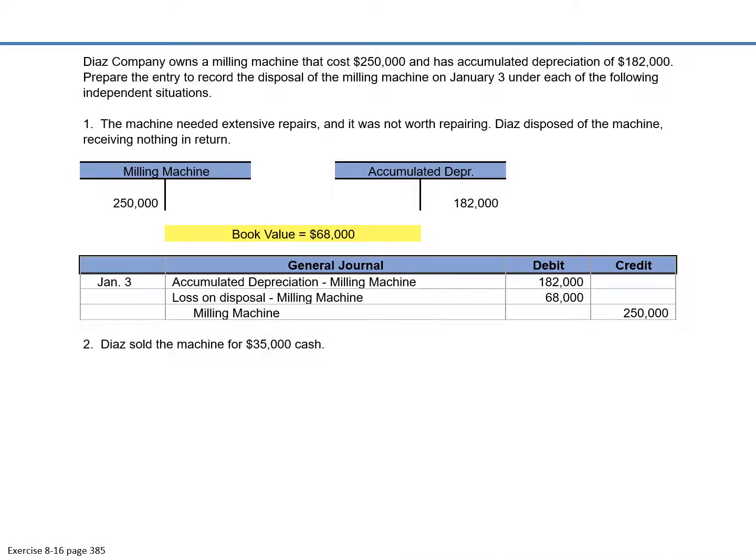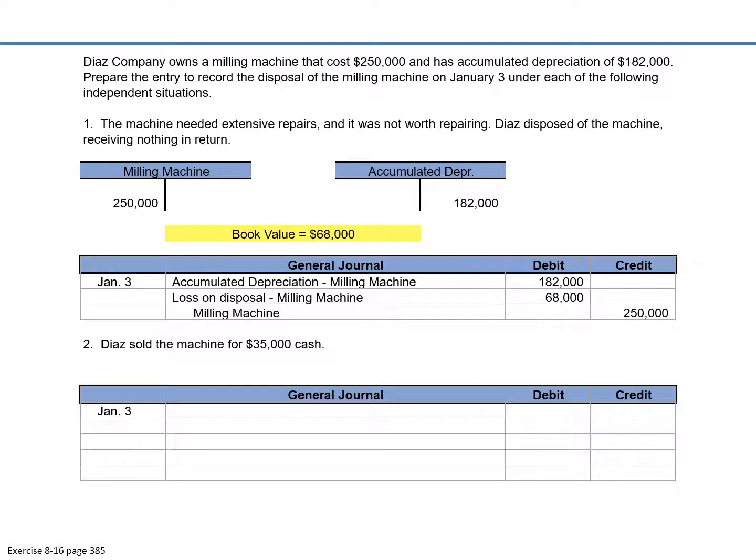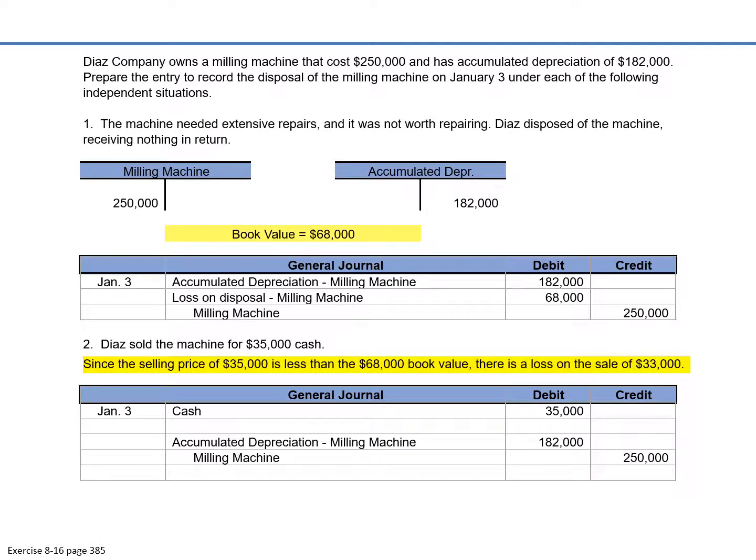In scenario 2, Diaz sold it for $35,000 cash. So we're gonna remove our milling machine, credit $250,000, remove our accumulated, debit $182,000, receive our cash, increase that with a debit of $35,000. Since the selling price of $35,000 is less than the book value, we have a loss. So we have a loss on milling machine sale of $33,000.